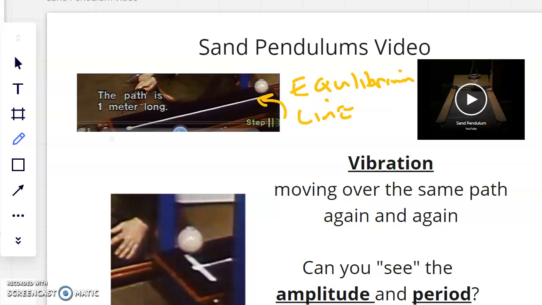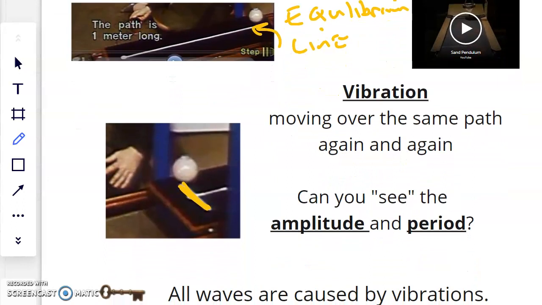Now, vibration is moving over the same path again and again. And if he had not started the treadmill, but just let the sand trace the same path again and again and again, you would have seen a vibration. Now, you can see amplitude and period in a vibration, and we've talked about that at length in the past.